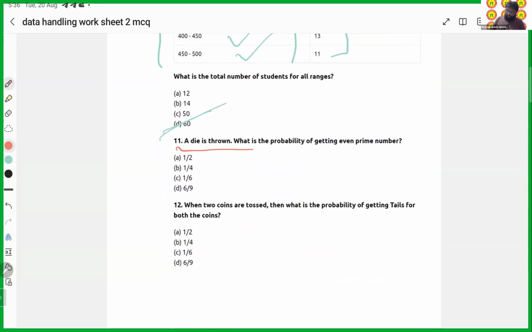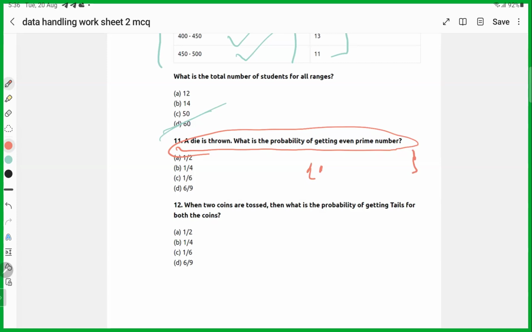Next, a die is thrown. What is the probability of getting a prime number? One by six. 2 is the only even prime number. So what are the outcomes when we throw a dice? 1, 2, 3, 4, 5, 6.